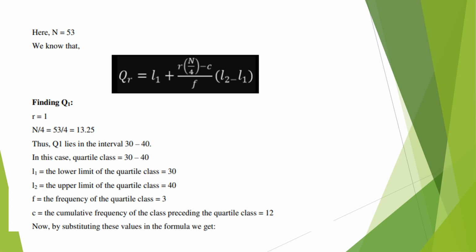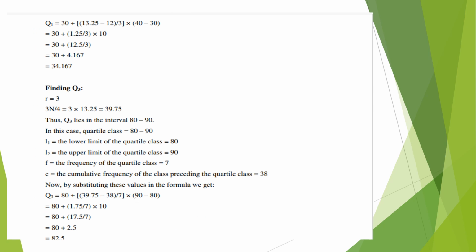For the frequency of the quartile class, this needs to be noted: we need to take the frequency of the quartile class, that is 3, and C is the cumulative frequency of the class preceding the quartile class, which is 12. Now, substituting all these in this formula and with the help of a calculator, we will get the answer 34.167.